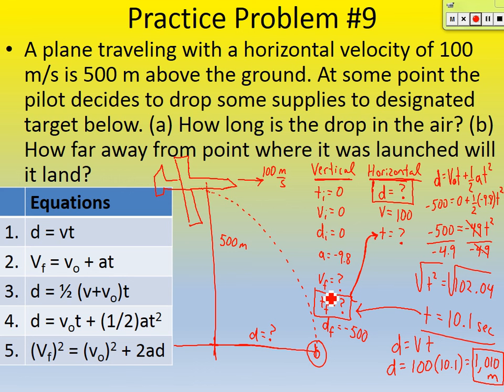And once we know how long it's going to be in the air vertically, we can slide that up here. For time, it's going to be the same horizontally. So this was also 10.1 seconds. And then you can pick equation number 1, and that's what I did here, and solve for the displacement horizontally. So this is 1,010 meters. Whoever is dropping the supplies needs to release it 1,010 meters before the target zone, or whoever's picking up the supplies down there. And then it will land where you want it to land. So hopefully you were able to solve for both time and for horizontal displacement there.